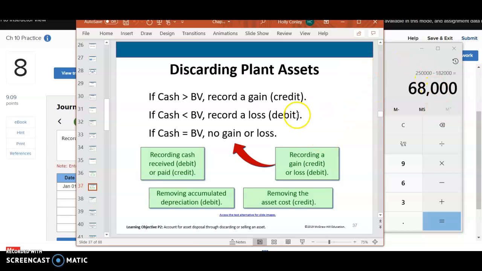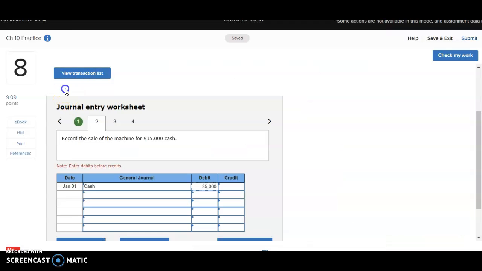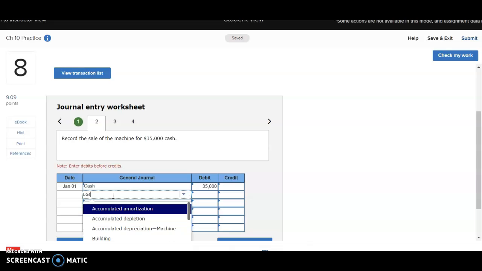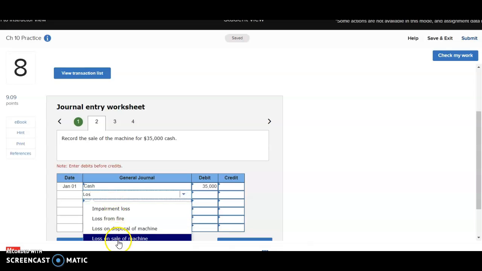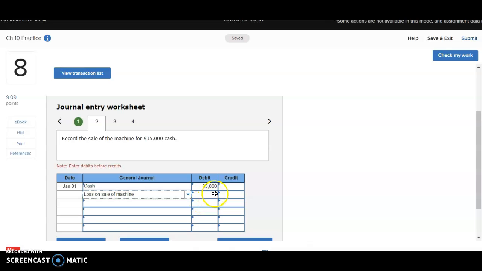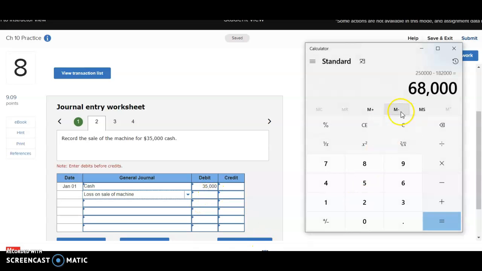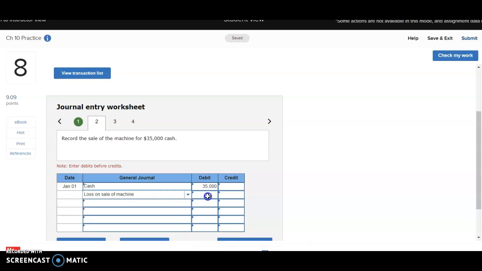So let's go back to this scenario now. Our cash is $35,000. Our book value is $68,000. So our cash is less than book value, so we are still going to record a loss. We have cash that we're getting of $35,000. We still have a loss, but this time it's not on the disposal, it's on the sale of a machine. So how much is that loss? Well, we can calculate it here. We have $68,000 minus the $35,000 we're getting in cash, and that gives us a $33,000 loss.